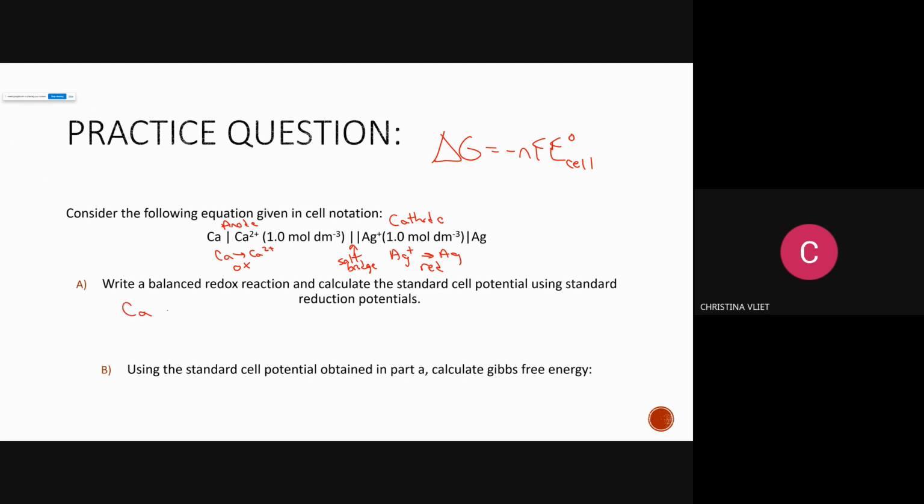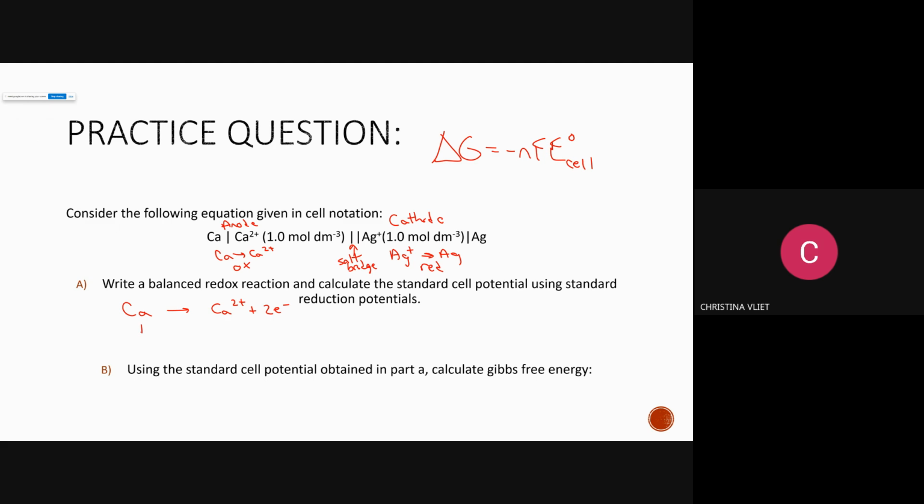So we know calcium goes to calcium 2+, where would the electrons be? Left or right side? You have to include the electrons in your equation. Where would they be? If it's being oxidized, electrons are on the right. Does anybody know that? The idea being 2 plus and 2 minus would cancel and become 0. The electrons have to be on the right-hand side. The charges have to be balanced.